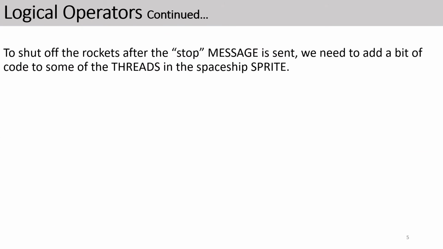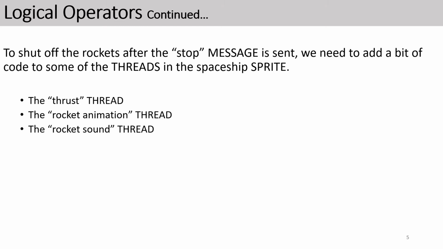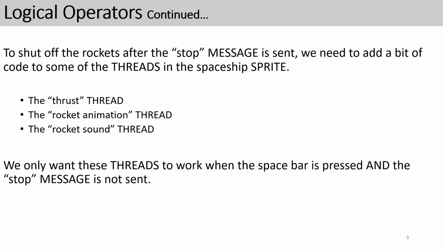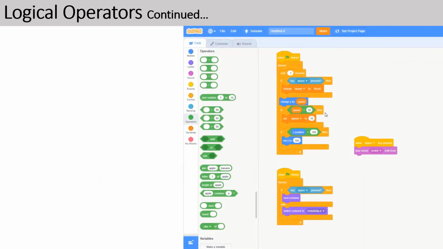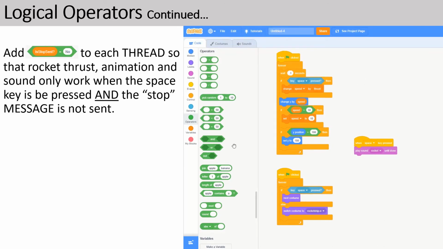To shut off the rockets after the stop message is sent, we need to add a bit of code to some of the threads in the spaceship sprite: the thrust thread, the rocket animation thread, and the rocket sound thread. We only want these threads to work when the spacebar is pressed and the stop message is not sent. So add isStopSent equals no to each thread so that rocket thrust, animation, and sound only work when the space key is pressed and the stop message is not sent.